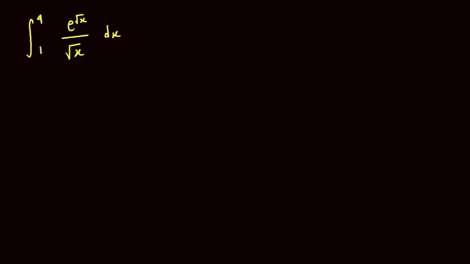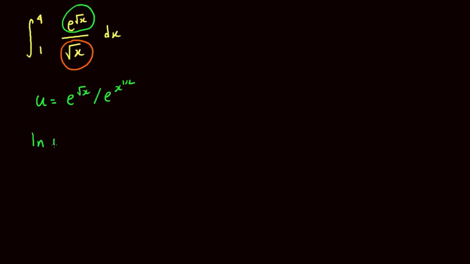Alright, so let's look into it. First and foremost, what should we choose as our u? Should our u be this one, or should it be this one? Let's say that my u is e to the power of root x, or we can simply write it as e to the power of x to the power of half. So how are we going to find the du dx?